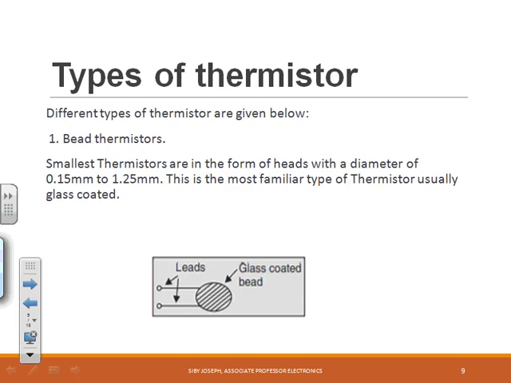Then types of thermistors. There are different types of thermistors. First one is called bead thermistors. The smallest thermistor, in the form of a bead with a diameter of 0.15 millimeter to 1.25 millimeter. This is the most familiar type of thermistor, usually glass coated. So this is the bead, and this is a lead. Leads are there, glass coated beads. Inside this, the mixture of thermistor materials is bound to the lead by putting it into a furnace and heating it.